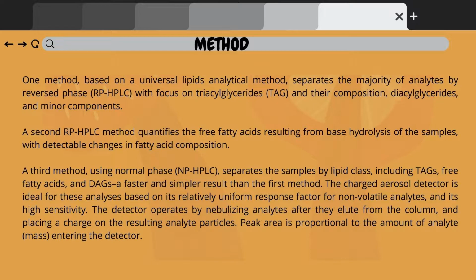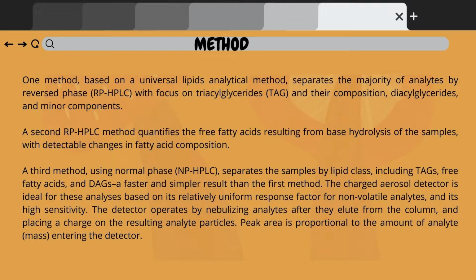One method, based on a universal lipid analytical method, separates the majority of analytes by reverse phase. We focus on triglyceride and their composition, diglyceride, and minor components. A second RP-HPLC method quantifies the free fatty acid resulting from base hydrolysis of the sample with detectable change in fatty acid composition. A third method, using normal phase NP-HPLC, separates the samples by lipid class, including TAGs, free fatty acid, and DAGs, a faster and simpler result than the first method.